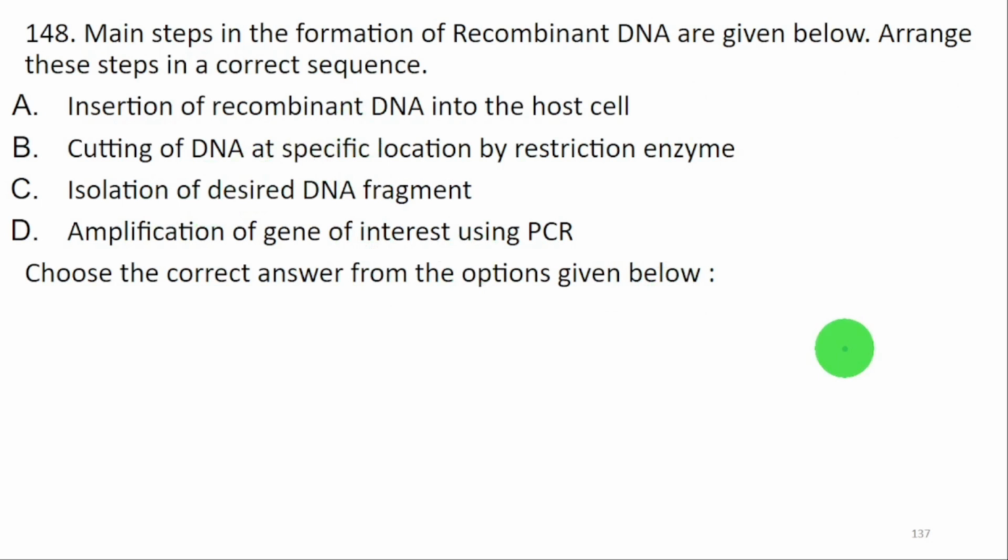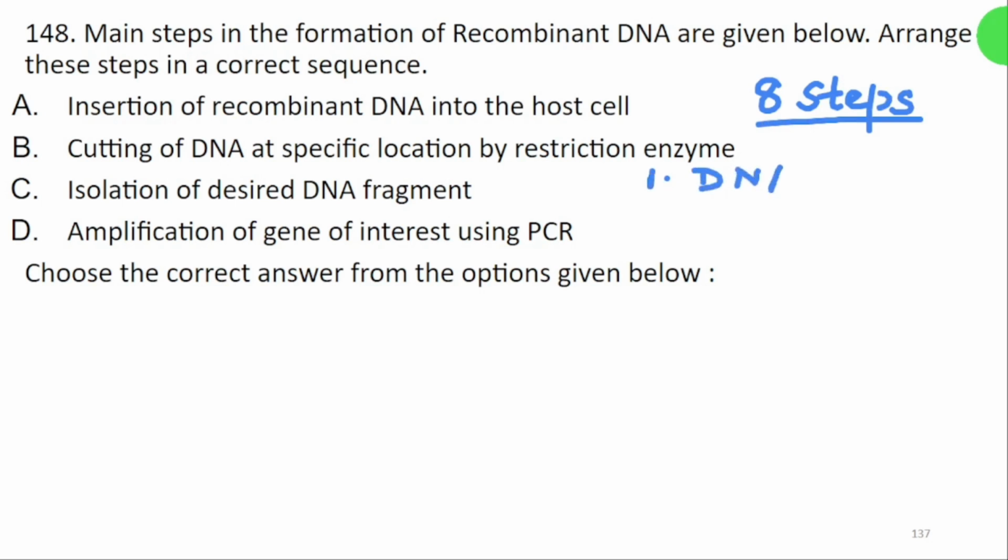Okay. So there are total 8 steps. It is a complex process and broadly it can be divided into 8 steps. Step number 1 is isolation of DNA. DNA isolation. Whole genome isolation is done.